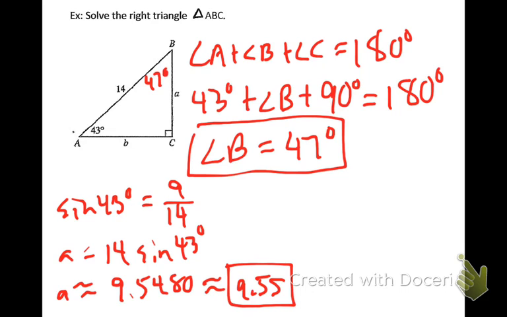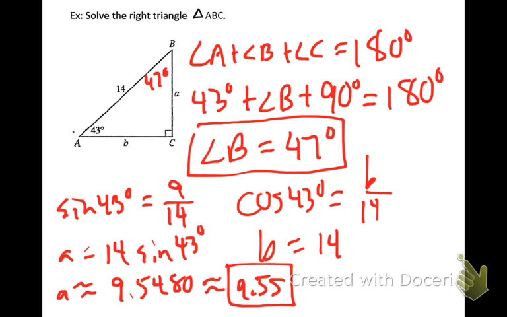Okay? How about side B? How could I find side B? You could find the adjacent over the hypotenuse. Mm-hmm. Use the cosine of B. Yeah, cosine of 43 degrees would be the adjacent, which is B, over the hypotenuse, which is 14. So then we have B equals 14 cosine of 43, so B is approximately, what do you get?